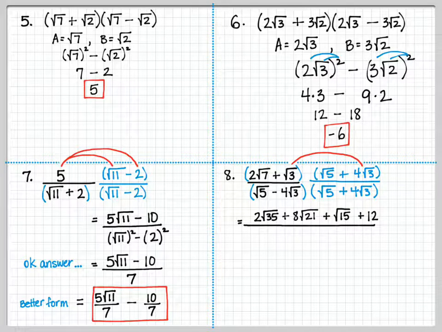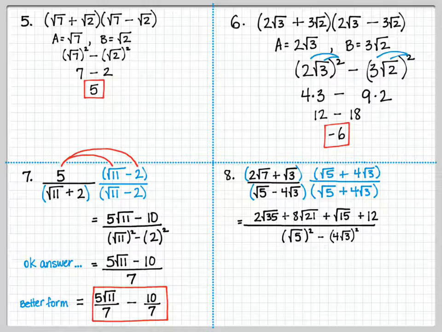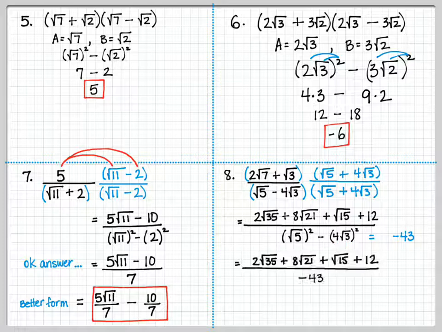Okay. Now we're looking at the denominator. Well, we're going to have the a squared minus b squared, so root 5 squared minus 4 root 3 squared. And remember, the 4 root 3 squared is going to be 16 times 3. So I'm going to have 5 minus 48 for that denominator, which is negative 43. So I write the entire numerator all over negative 43.